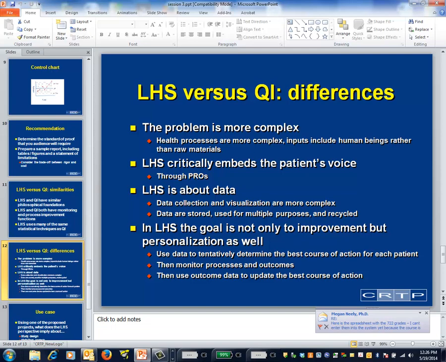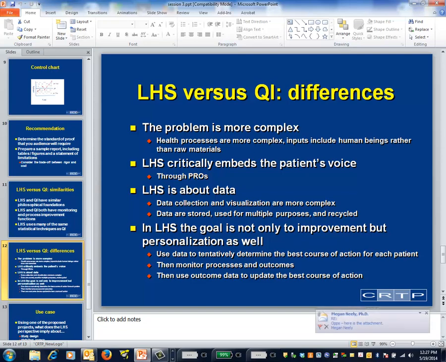Another crucial difference between industrial QI and learning healthcare is that the latter embeds the patient's voice whenever possible, for example, through the collection of PRO data. In contrast, the emphasis in QI is usually on process rather than on the ultimate customer. Learning healthcare is all about data, and among others, the multiple, often longitudinal uses to which data can be put. QI, in contrast, treats the data in more static fashion. Finally, in learning healthcare, the goal isn't just standardization, which is the primary focus of QI, but also personalization. For example, to use data to help determine what works best, when, for each individual patient.